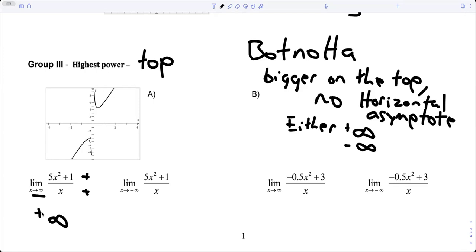But if we look at this and we're going in the negative direction, I'm plugging in negative numbers. So if I plug in a negative number and square it, it becomes positive. But if I plug in a negative number in the bottom, it's going to be negative. So I have a positive divided by a negative, which gives me negative infinity. And you can see that on the graph. Look up here. So we go out, out, out. That's going down, down, down, all the way down to negative infinity.